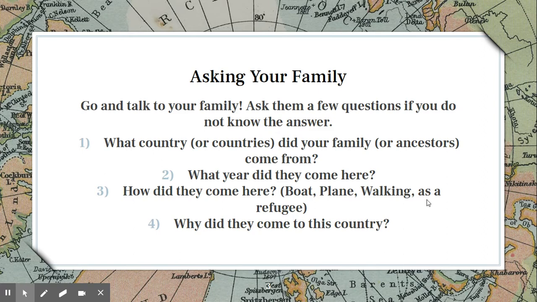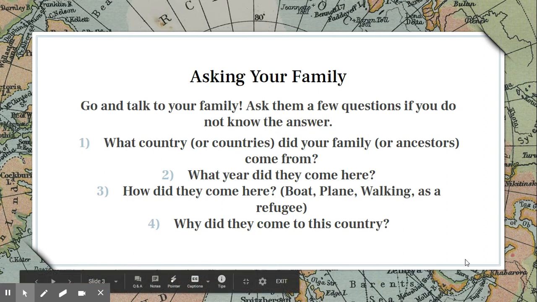Number three, how did they come here? Did they come on a boat? Did they come on a plane? Did they walk here? Did they come here as a refugee, meaning that they were escaping a country that had a lot of violence and that was no longer safe? And fourth, why did they come to this country? Again, if this was your family a long time ago, you might have to make a good guess on what happened. But if your family came here more recently, maybe you can ask them.